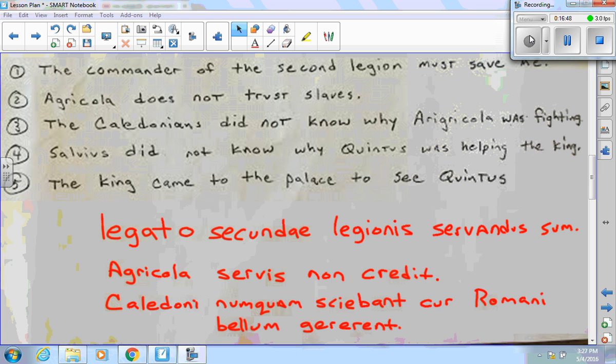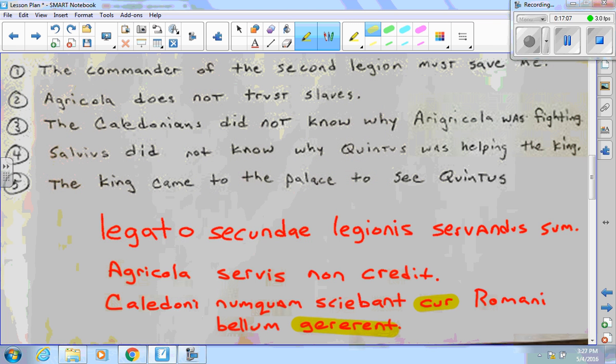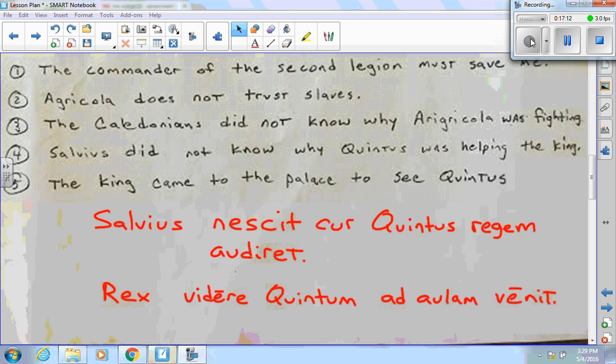The Caledonians did not know why Agricola was fighting. Caledoni numquam sciebant cur Romani bellum gerere. The reason this is chosen is because it's an indirect question. You want to make sure that you know to use the imperfect subjunctive with the introductory question word and a verb that has the ability to question.